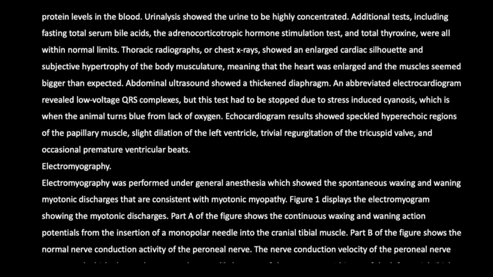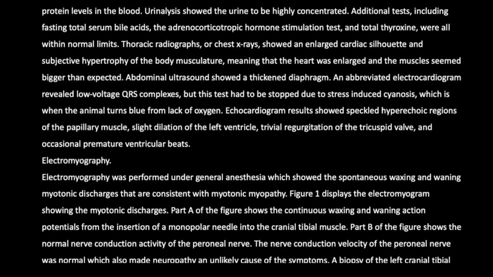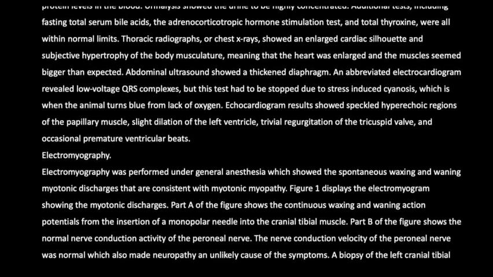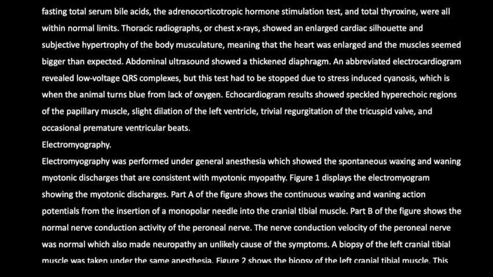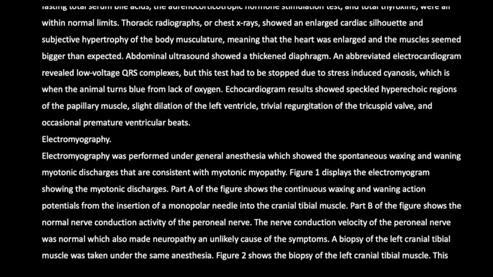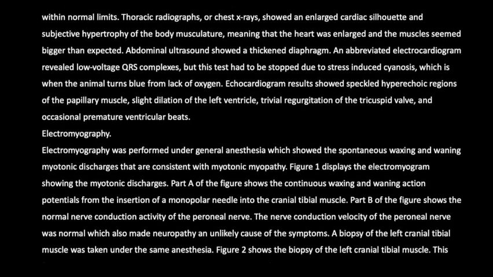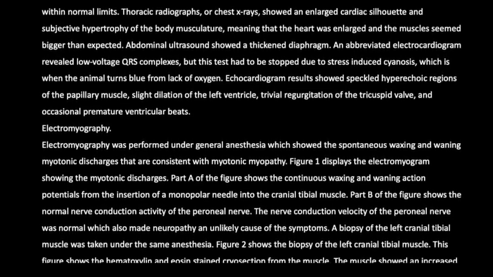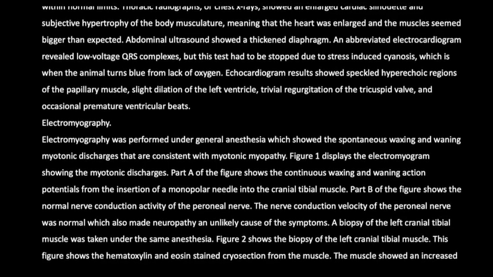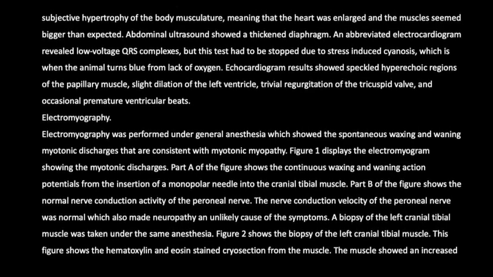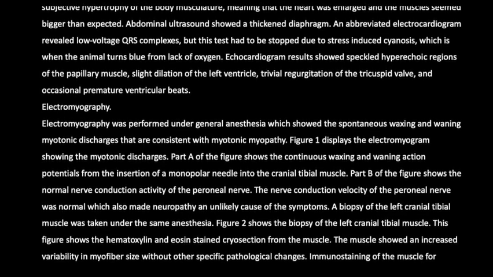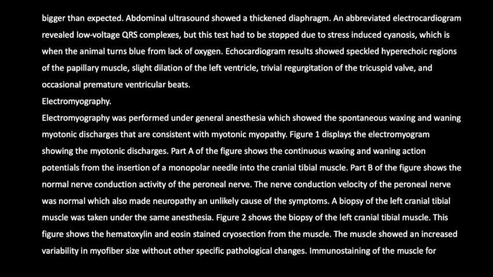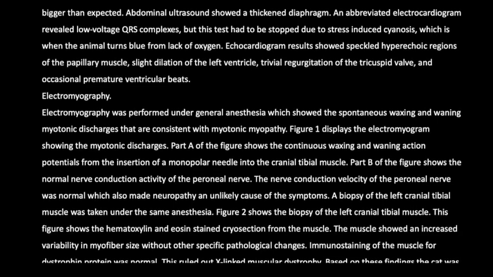Abdominal ultrasound showed a thickened diaphragm. An abbreviated electrocardiogram revealed low-voltage QRS complexes, but this test had to be stopped due to stress-induced cyanosis, which is when the animal turns blue from lack of oxygen. Echocardiogram results showed speckled hyperechoic regions of the papillary muscle, slight dilation of the left ventricle, trivial regurgitation of the tricuspid valve, and occasional premature ventricular beats.